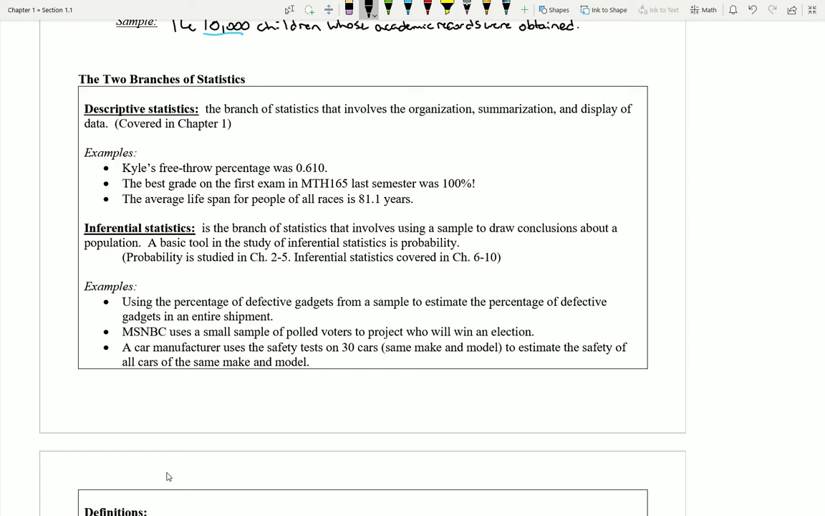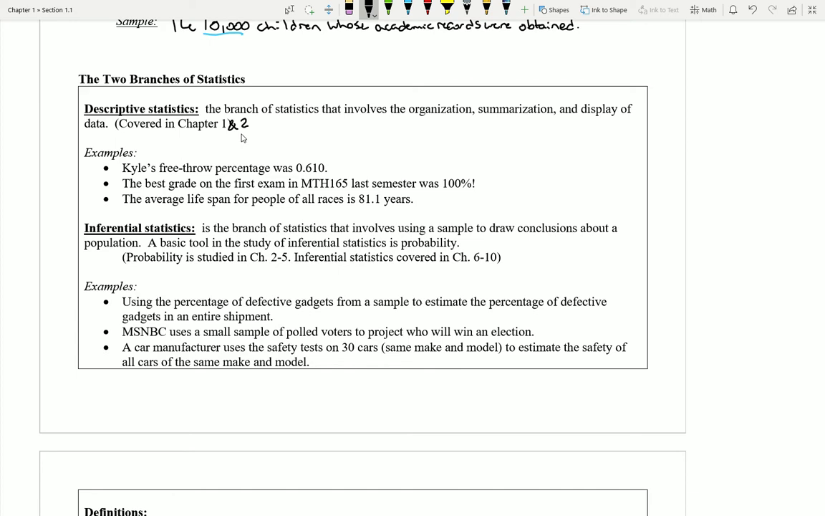So at this point, we'll talk about the fact that there are actually two different branches or portions or almost halves of statistics that we'll be getting into this semester. The first side of statistics is what we call descriptive statistics. It's the branch of statistics that involves organizing, summarizing, and displaying of data. This will be primarily covered in Chapter 1 and Chapter 2. These will be the main spots where we cover this.